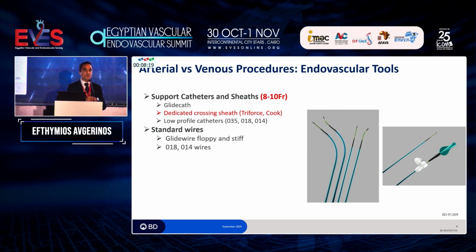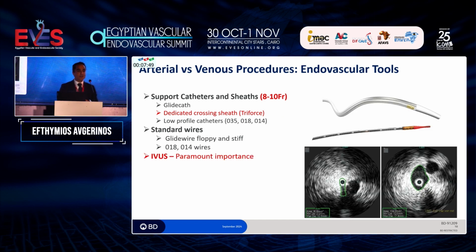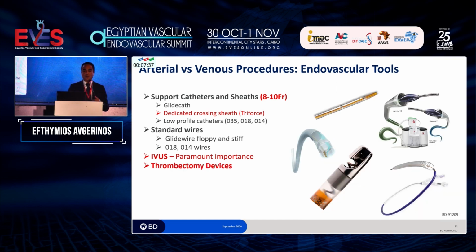How about the endovascular tools? In principle, we're using larger sheaths for veins, but more or less the wires and the catheters that we're using are the same. Having said that, we do have some dedicated crossing instruments, like the Triforce sheath from Cook. As it comes to the wires, I typically use a stiff glide wire as my workhorse to cross the lesion. Occasionally, you can use an 014 or an 018 wire. IVUS is not yet fully established for PAD or for aortic procedures, but it's of paramount importance when you're doing a venous procedure. You need intravascular ultrasound.